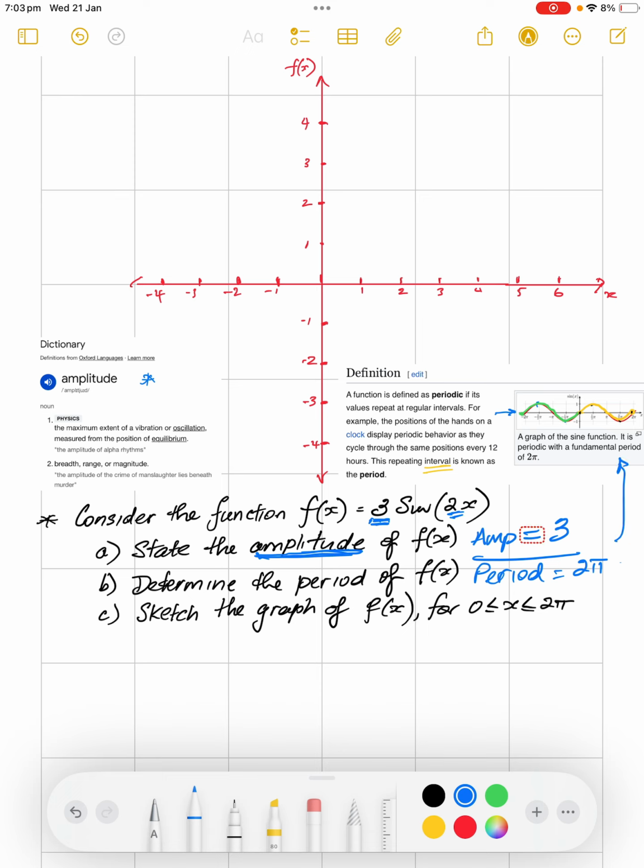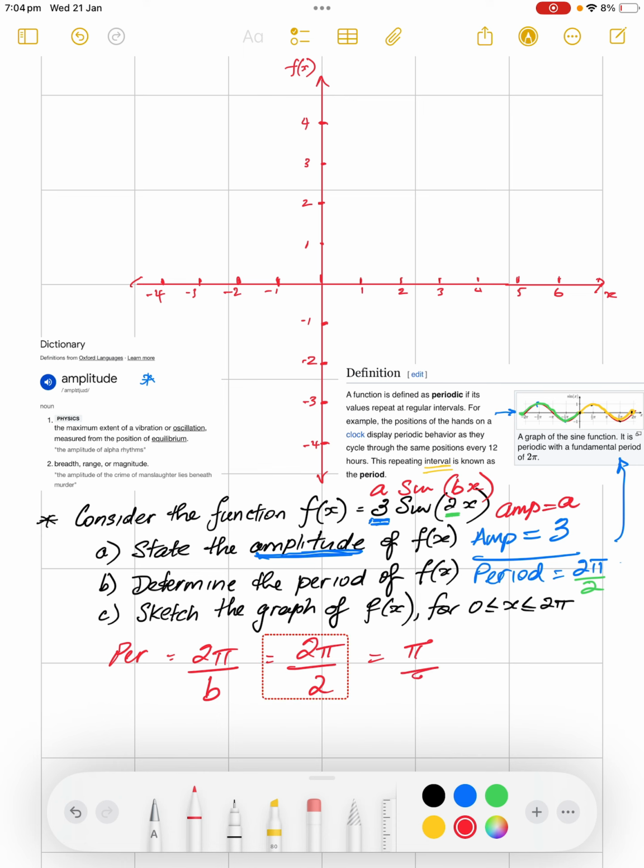But that is for that function up there. Because there's a 2 in here, we have to divide by 2. So I'll put a green underline there, and I'm going to call that A, and call that value B. The amplitude is the A value, and the period is 2 pi divided by the B value, and here the B value is 2. So the period is 2 pi over 2, and that means it cycles every pi. So the answer for part B is the period equals pi. The 2's cancel.